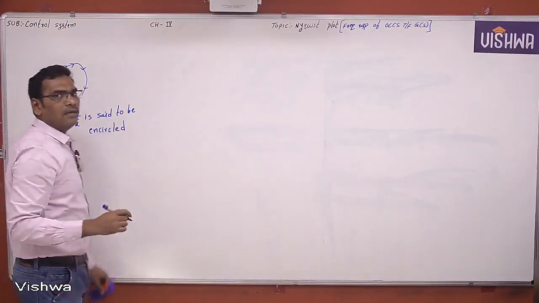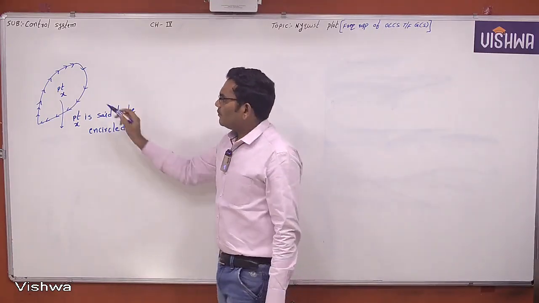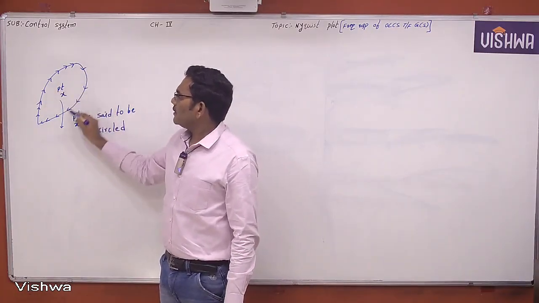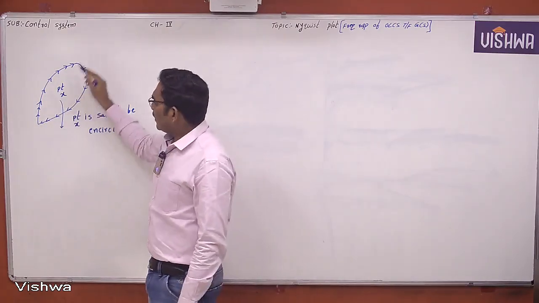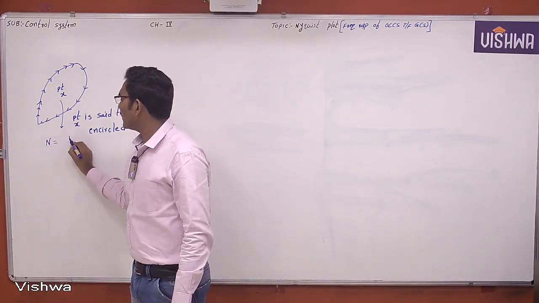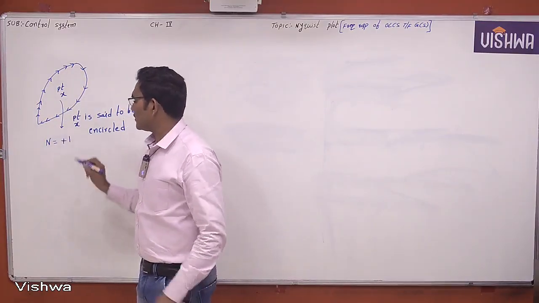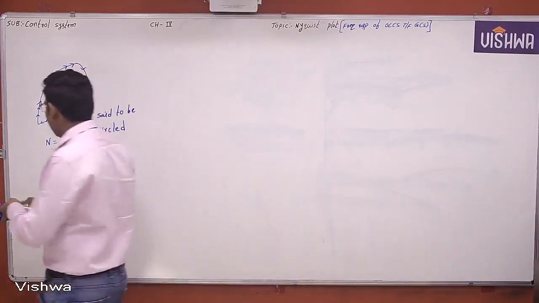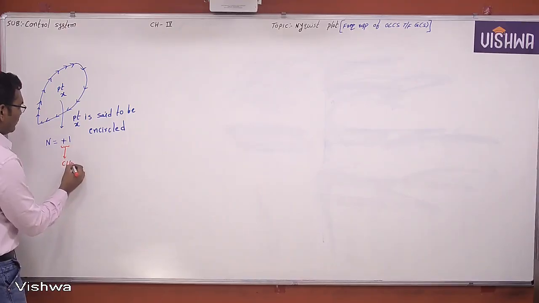As I said earlier, if any point lies on the right hand side of a path, it is said to be enclosed, but if that point is inside the closed loop, then that point is said to be encircled. How many encirclements are there here? See here, only one encirclement. But in which direction? Clockwise direction. Therefore, this is plus. Plus indicates the clockwise direction.